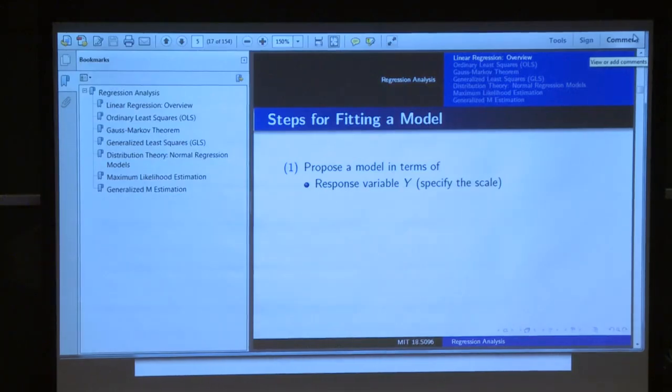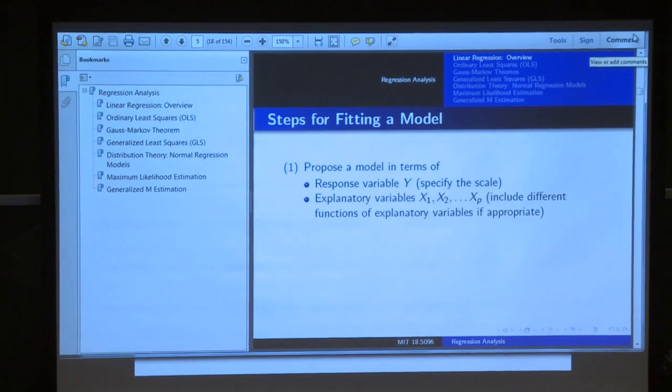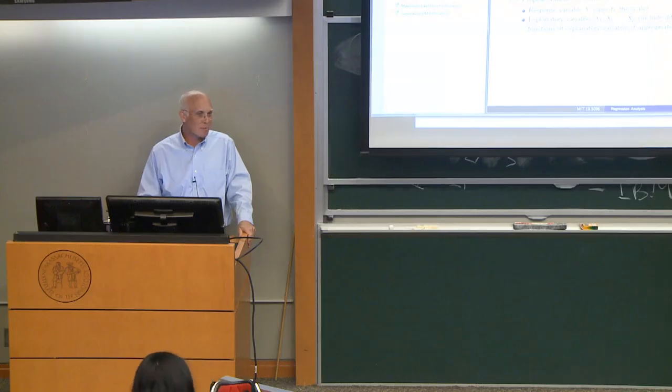All right, so let's go through what the steps are for fitting a regression model. First, one wants to propose a model. We have to identify a particular response variable of interest. And critical here is specifying the scale of that response variable.